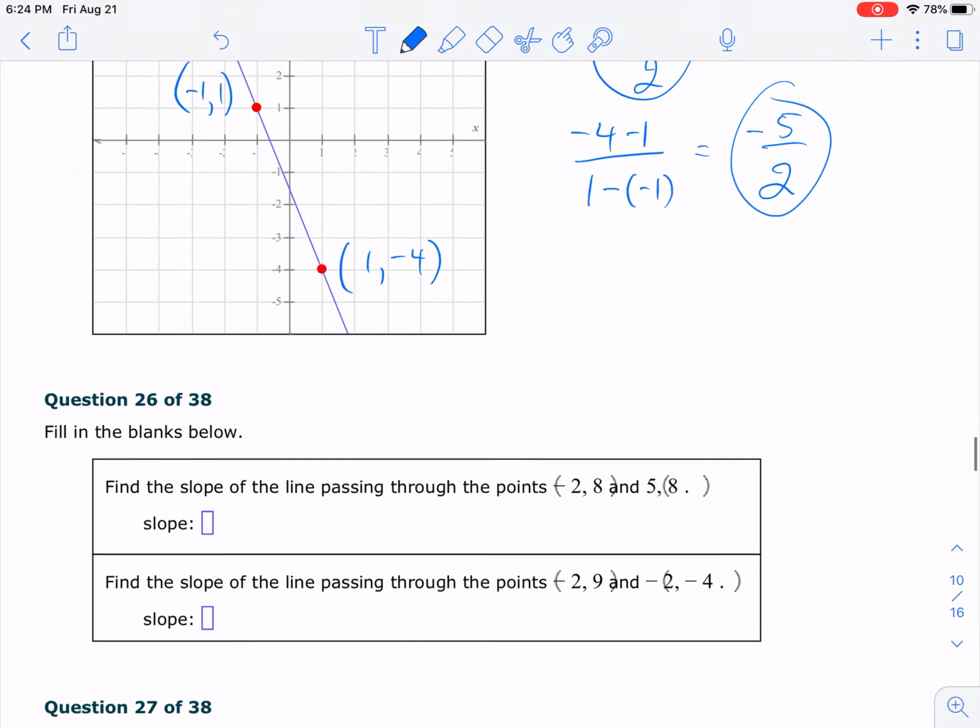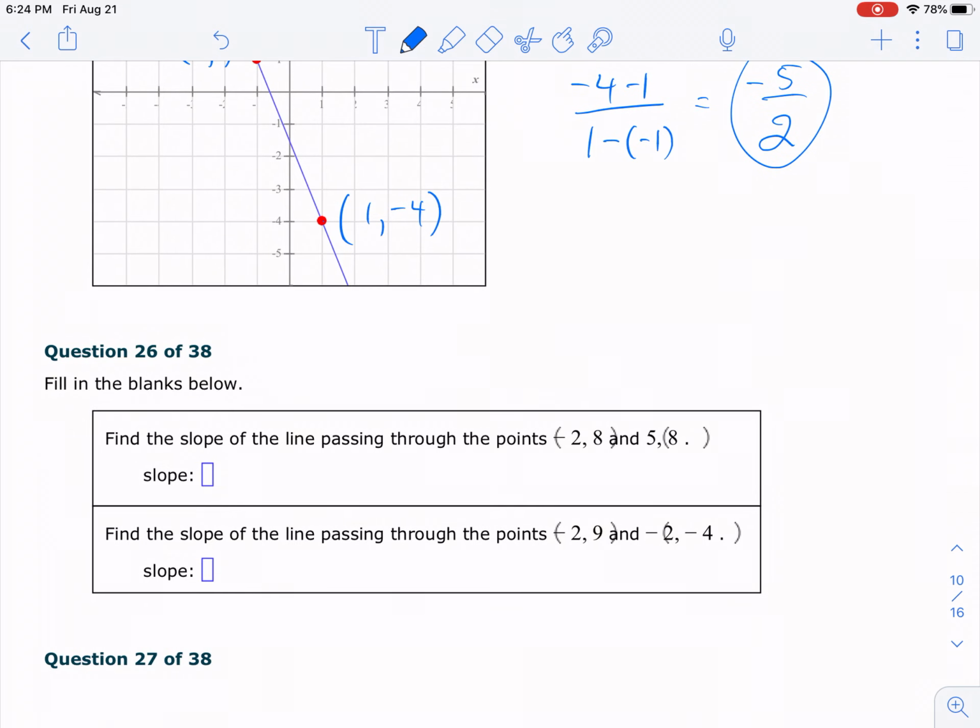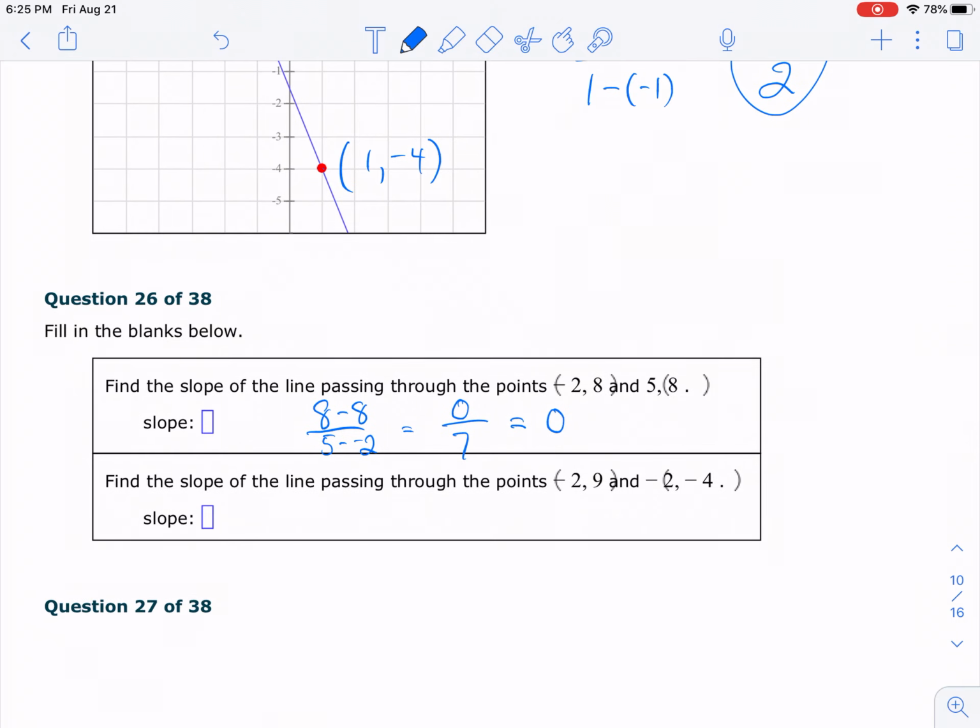Now, if you don't have the graph and they give you just 2 points, then it's straightforward. You just do y2 minus y1. In this case it is 8 minus 8 over 5 minus negative 2. Now we have 0 on top. Therefore, we have 0 for the slope. The other one, I have negative 4 minus 9, and I have negative 2 minus negative 2. Now, this is a problem because we have 0 on the bottom, so I really don't care about the numerator. Once you have 0 on the bottom, this is undefined.